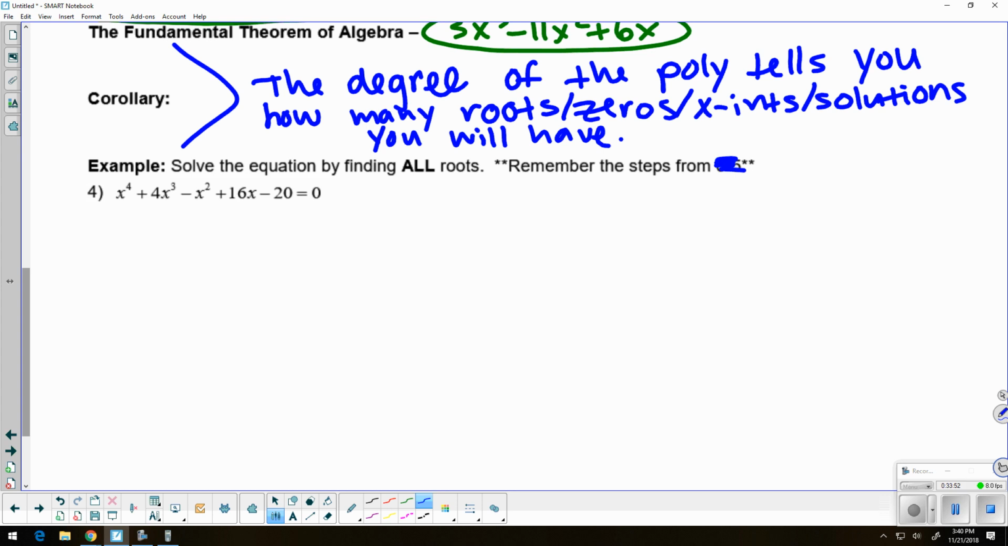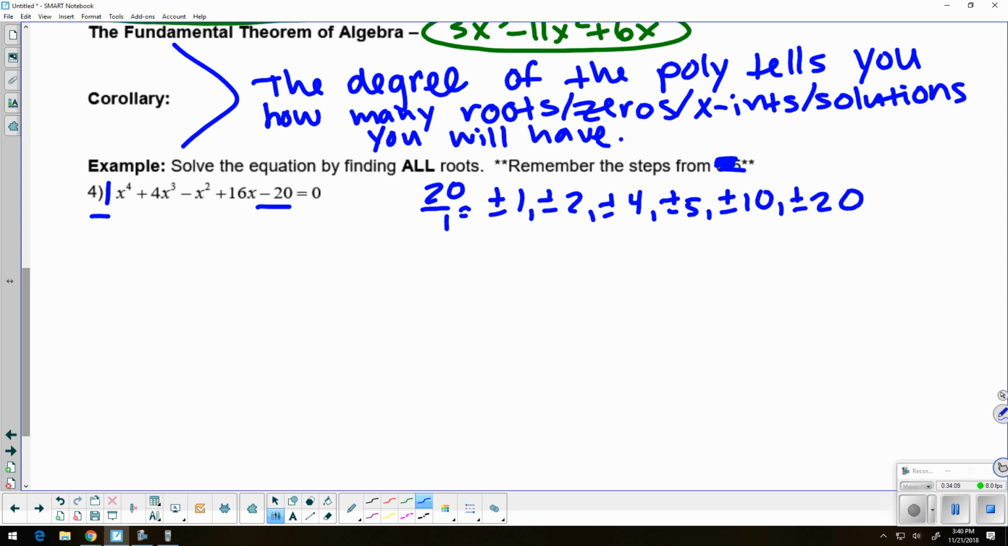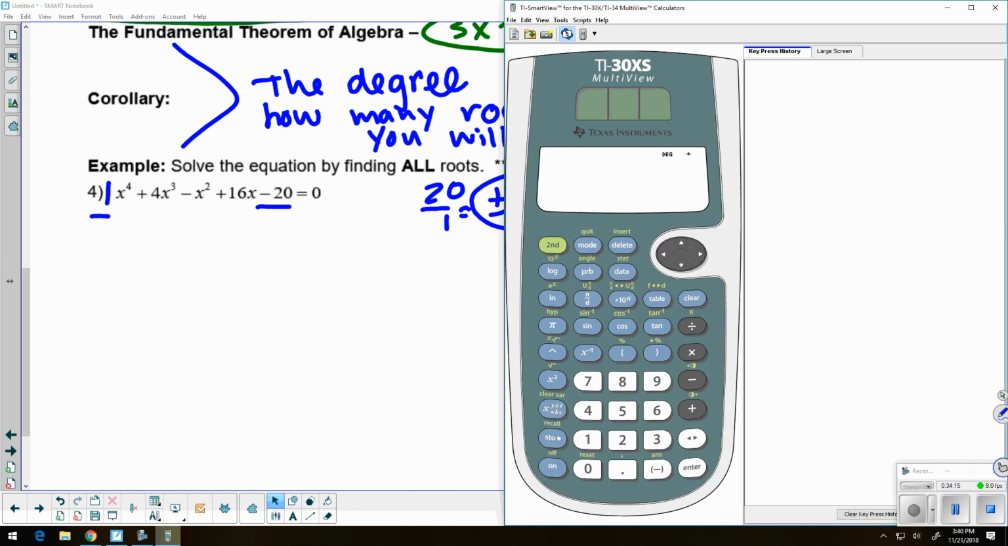So first thing you want to do again is list out the possibles, right? So P over Q. So 20 over 1. Since they're all over 1, that would just be plus and minus 1, 2, 4, 5, 10, and 20. Here's all the possible solutions, but now we want to actually find them. So what I would do first, I'm going to type this in so I can find at least one root to work with.